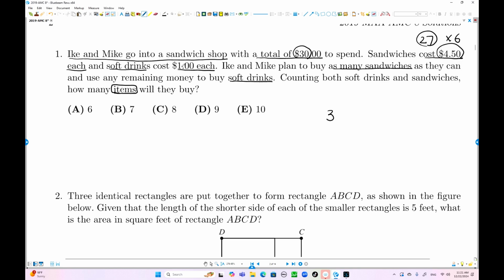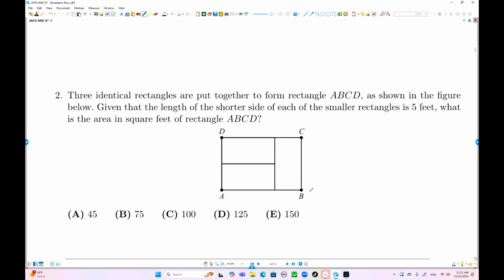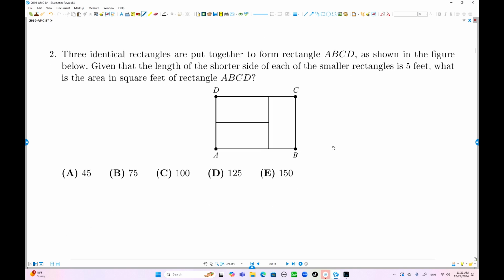Okay, so each soft drink is $1. So you can divide it by 1, you will get 3 drinks. Here is 6 sandwiches, 3 drinks. Total is 9 items. Okay. All right, move on to number 2.